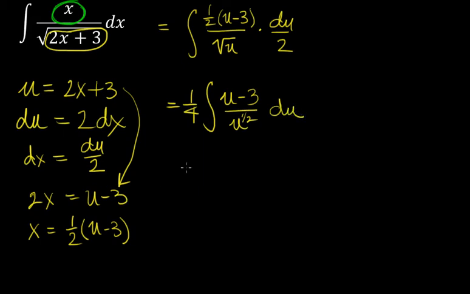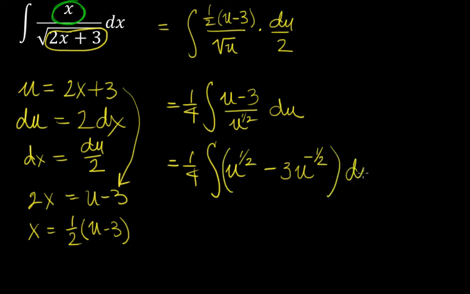I can split now using my numerator, same as before, and my denominator is just a simple one term. So this is 1/4, and now we'll split this into u over u to the 1/2. Subtracting exponents, we have u to the 1/2 minus 3u to the minus 1/2. I write it that way because I know that I will use the power rule to integrate both of these. So that's my integrand in terms of u.